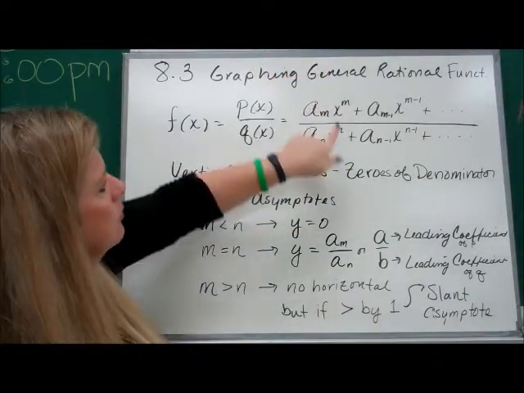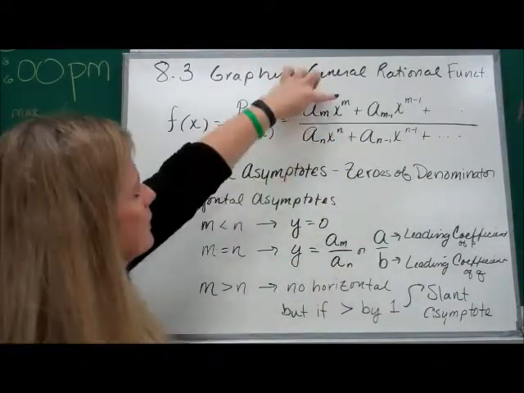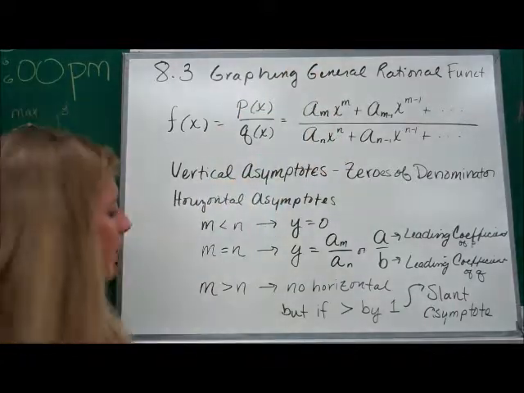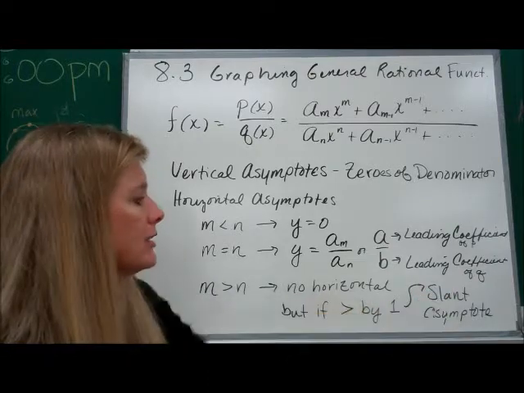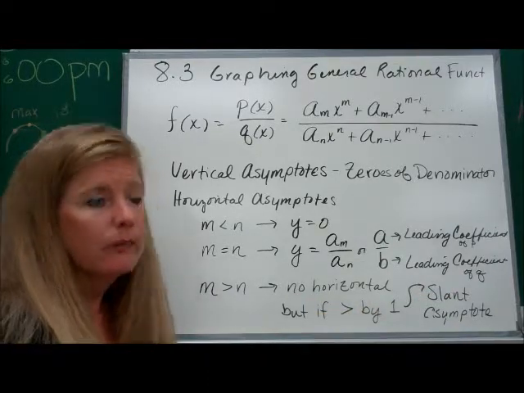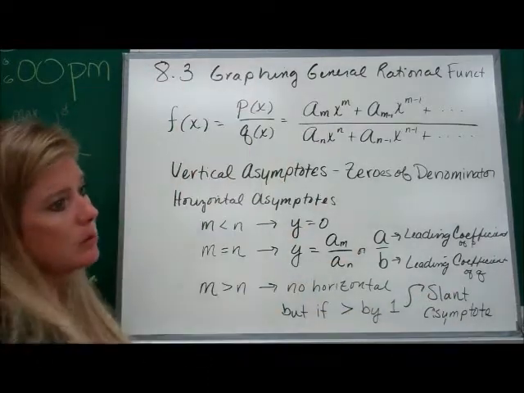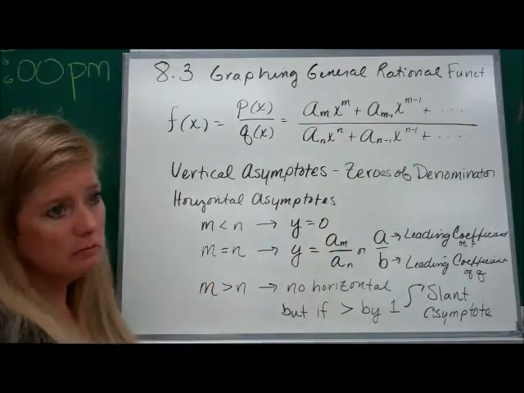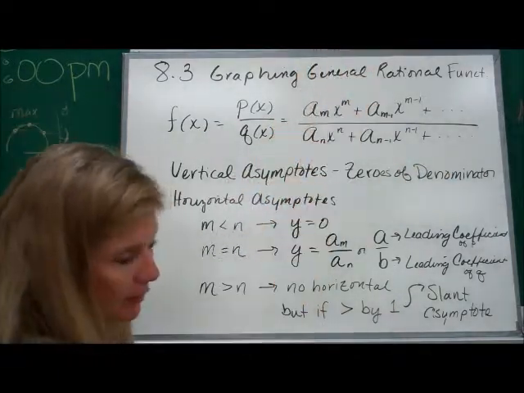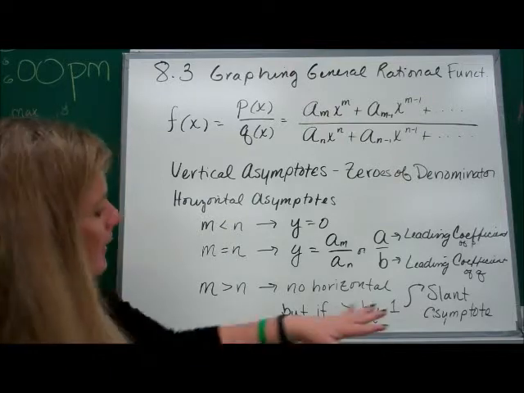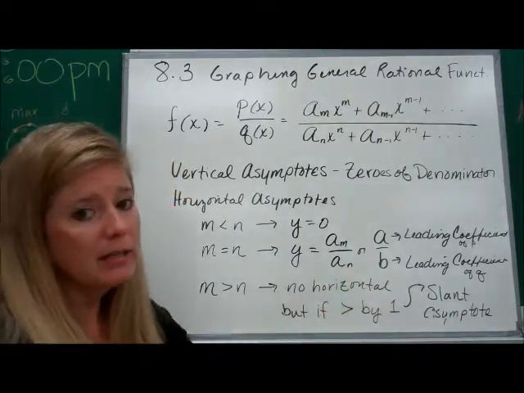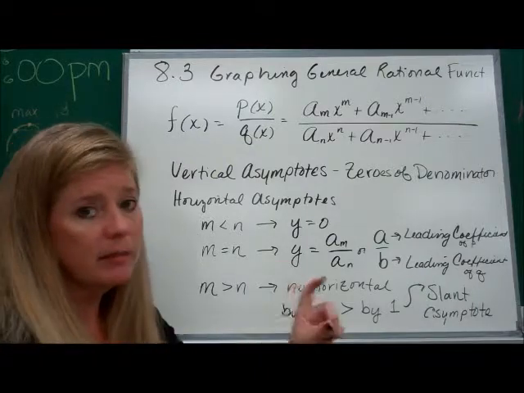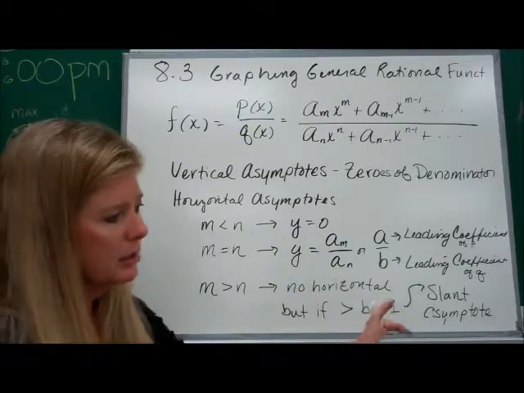but if m is greater by 1, say this is a 2 and this is a 1, or this is a 3 and this is a 2, there is what's called a slant asymptote. You've got vertical asymptotes, you've got horizontal asymptotes, and then of course you can have diagonal asymptotes. That's a slant, also called oblique. It's on page 860 in your book. There is an example at the bottom there, and it tells you kind of how to do that.